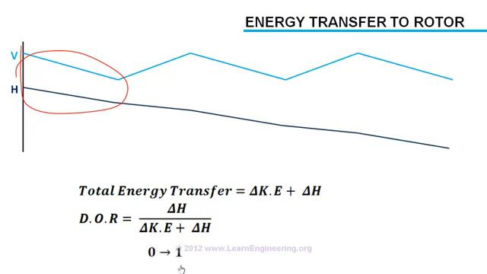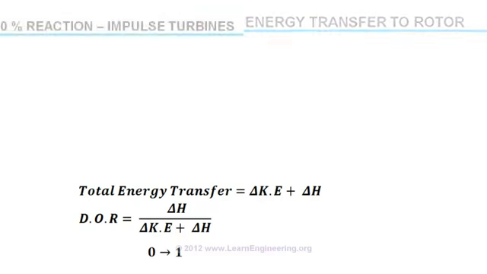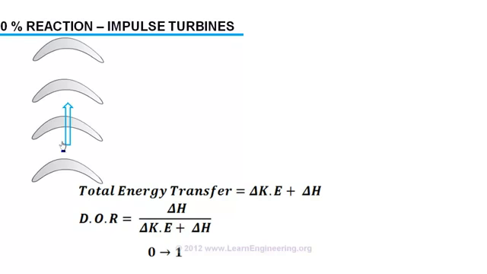Suppose for a turbine the degree of reaction is 0, then such turbines will be known as impulse turbines, or 0% reaction turbines. In such cases the enthalpy energy change across the rotor will be 0, and energy transfer will be purely due to kinetic energy change. Blades of an impulse turbine will look like this. Here the fluid actually hits the blade and produces the force. Or force is produced on blades due to pure impulse action of steam.